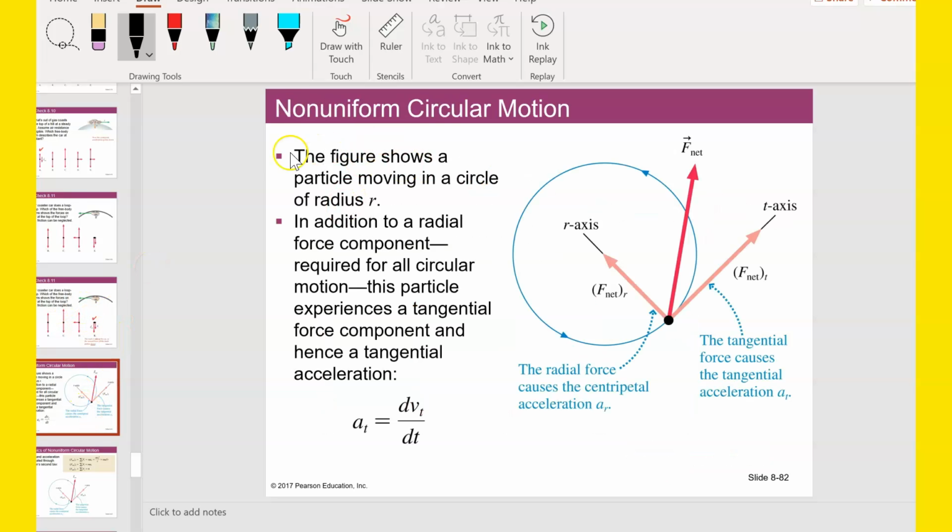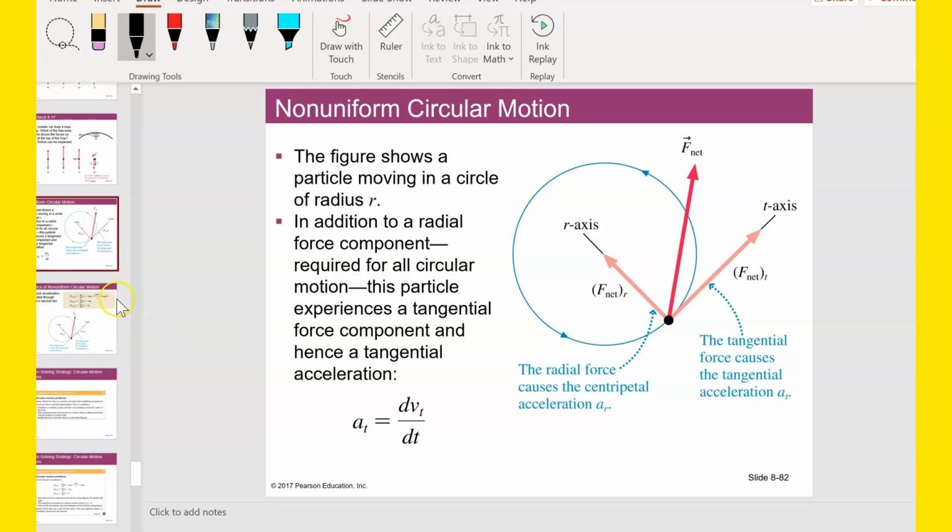Alright, non-uniform circular motion is next. We're going to stop right here and make another part 3 video. Well, I just said that, but I changed my mind because there's not many slides left, so I'm going to go ahead and finish.